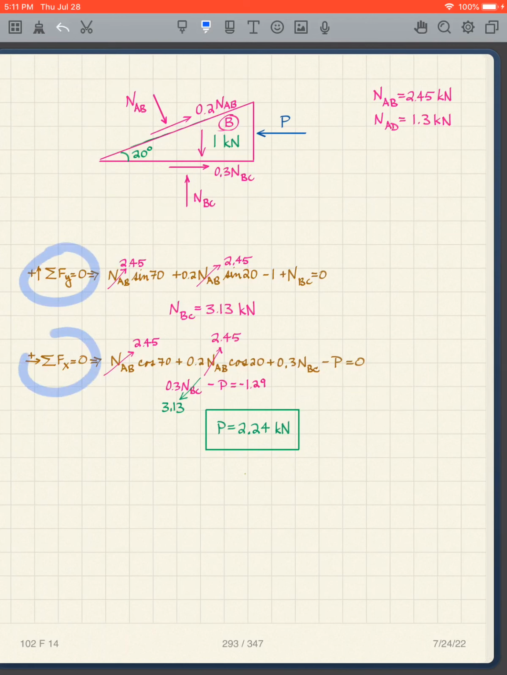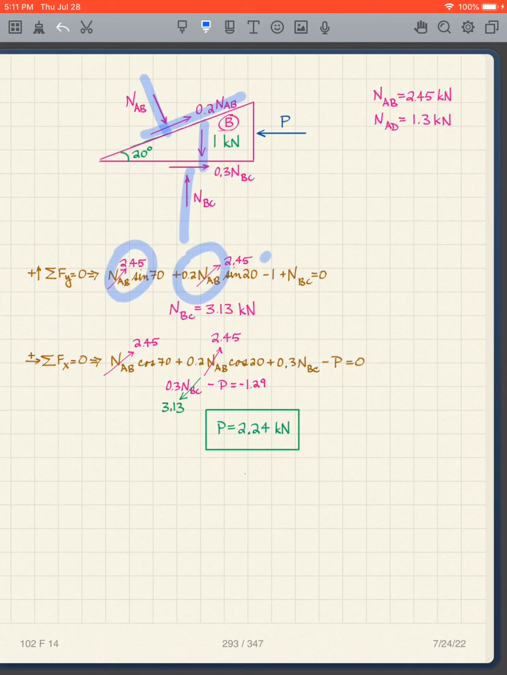in the y direction equals 0 and sum of the x direction equals 0. So we start with the y direction. What do I have in the y direction? I got that in the y direction. I got that in the y direction. And I've got a component of that in the y direction. I got a component of that in the y direction. So I have 4 terms. 1, 2, 3, 4.